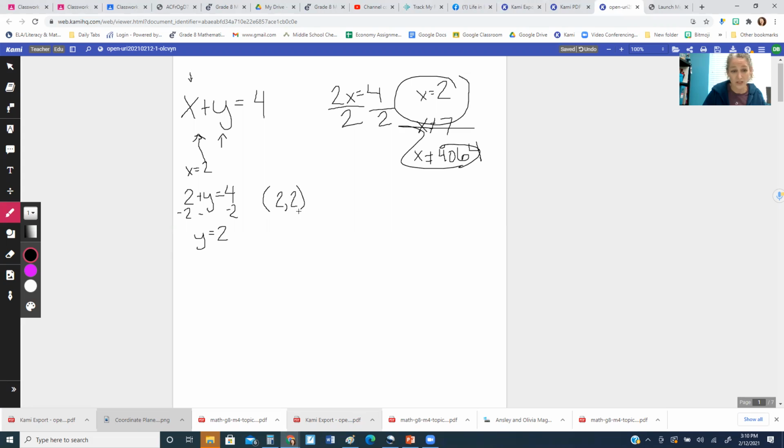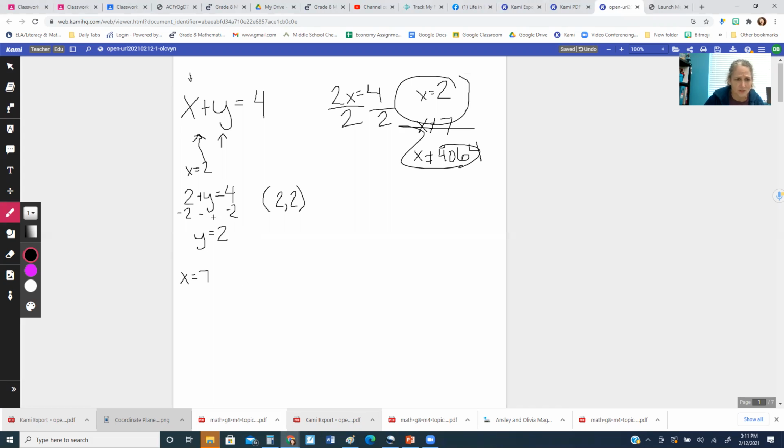But is that the only solution? No, it is not the only solution. What if x over here, I said x could not be 7. What if I want x to be 7? Could x be 7? Sure. Why not? Let's make x 7. So now instead of x being 2, like it was a second ago, x is 7.